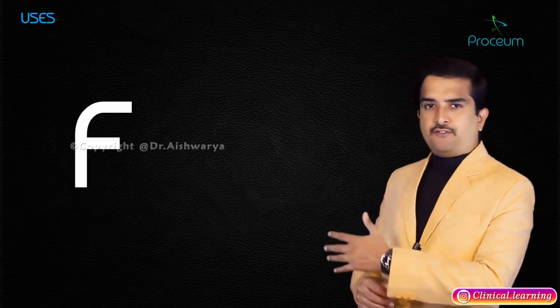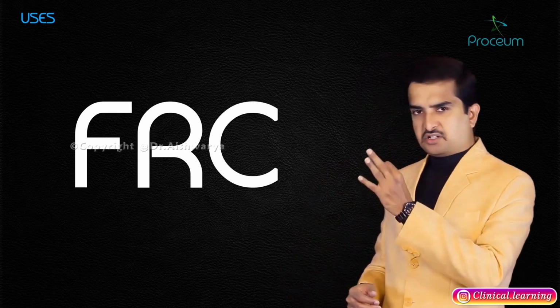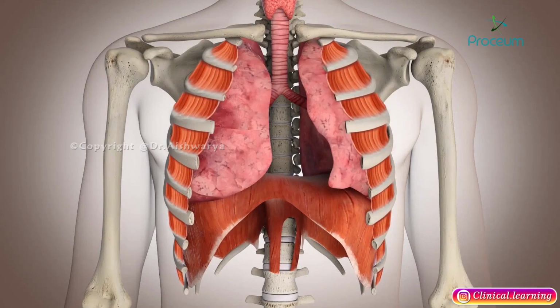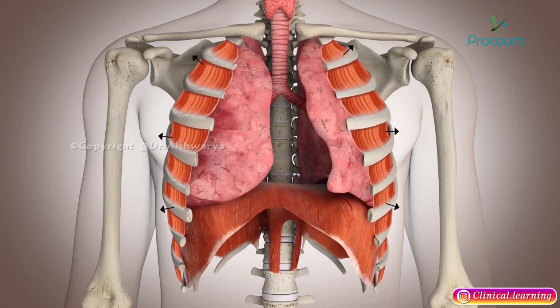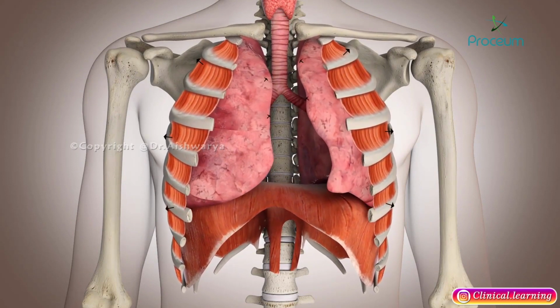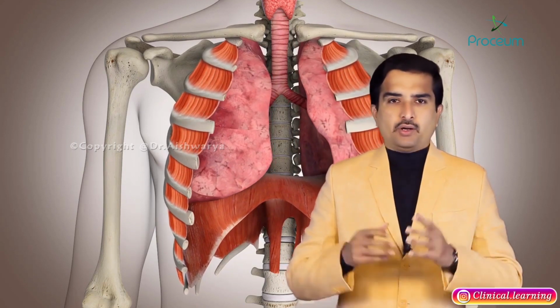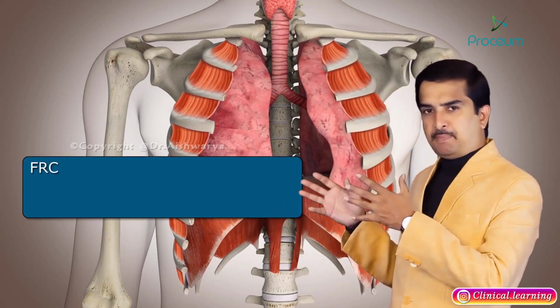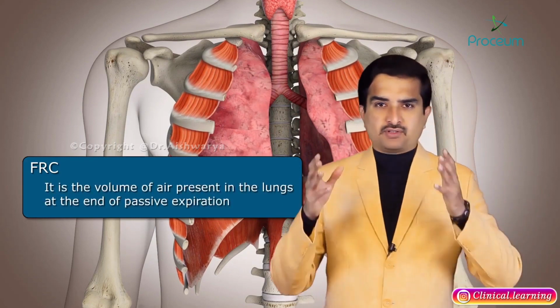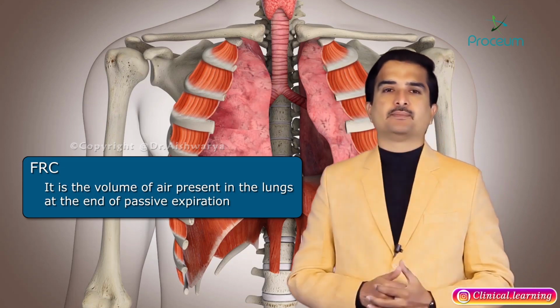So what are the uses? Body plethysmography is used in measurement of FRC, which is functional residual capacity. There is a balance between the chest wall, which tends to open, and the lungs, which tend to collapse. It is the amount of air in the lungs after expiring a normal breath. So functional residual capacity is the volume of air present in the lungs at the end of passive expiration.